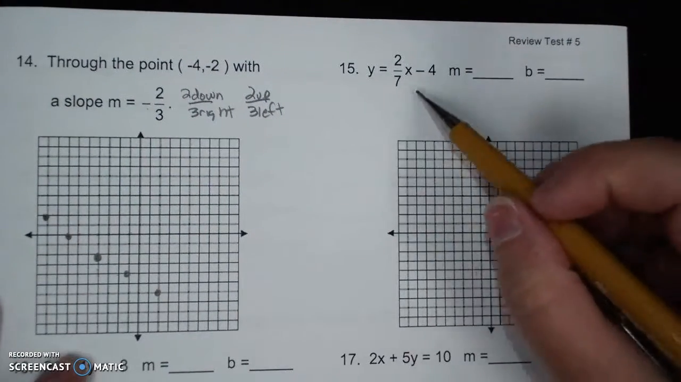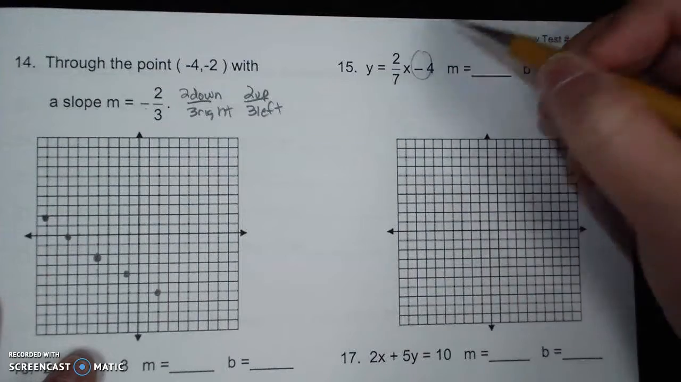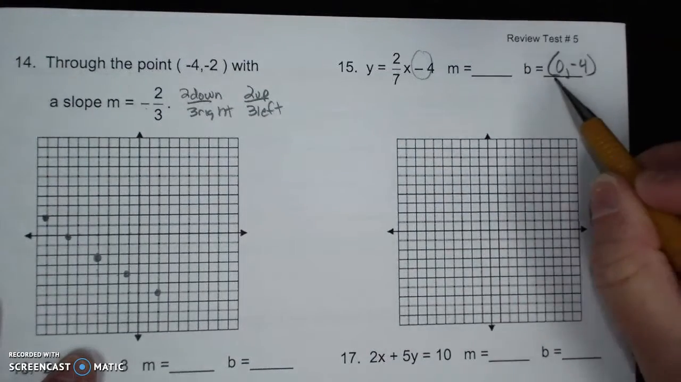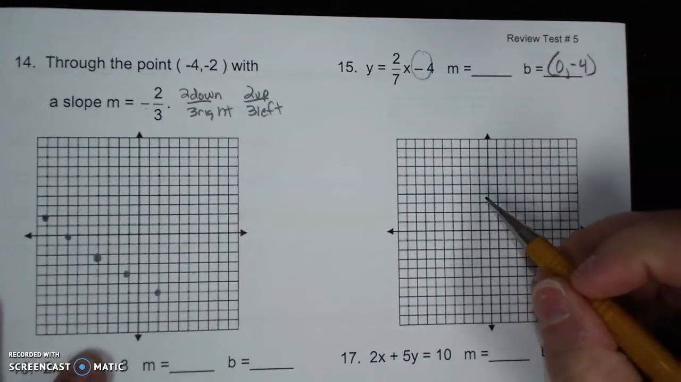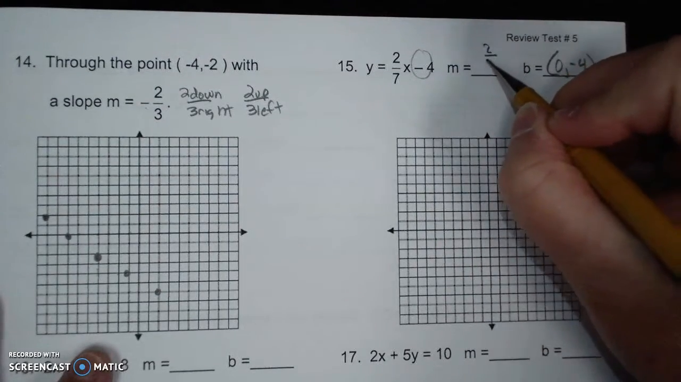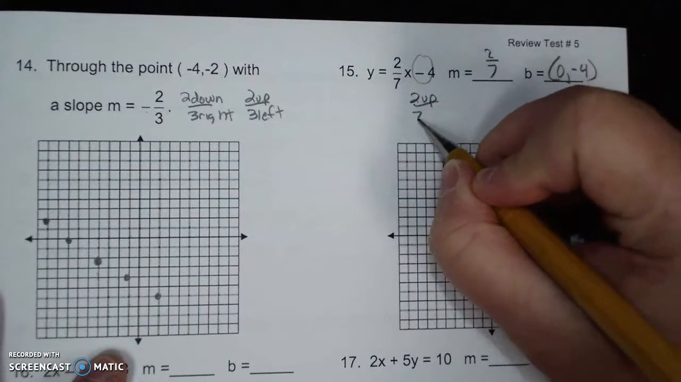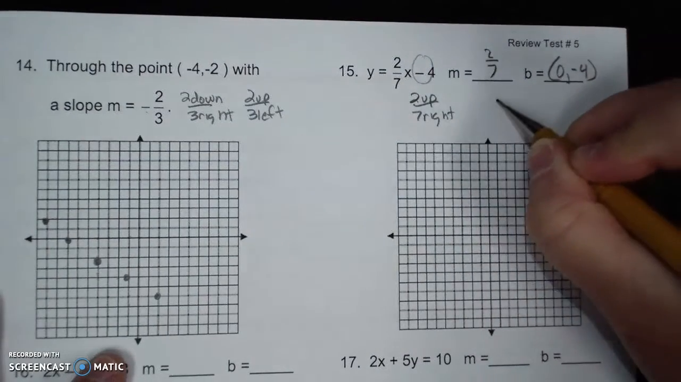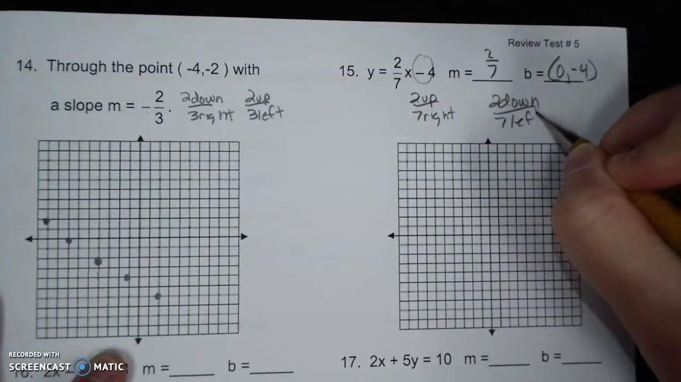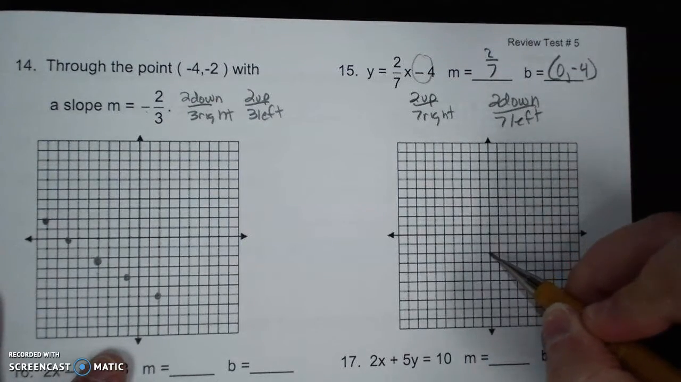This one is from the slope-intercept form. This is my slope, my intercept at 0, negative 4. Notice it's in parentheses separated by a comma, like a coordinate pair. My slope is 2/7. I identified that. That says 2 up, 7 right. It also says 2 down, 7 left. So from the origin, I am going to negative 4.